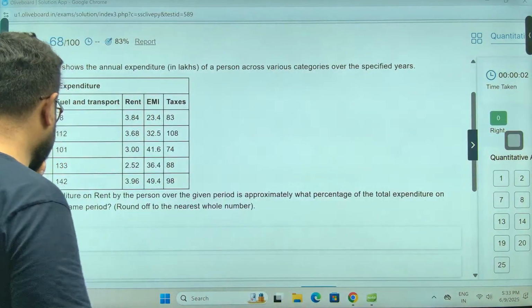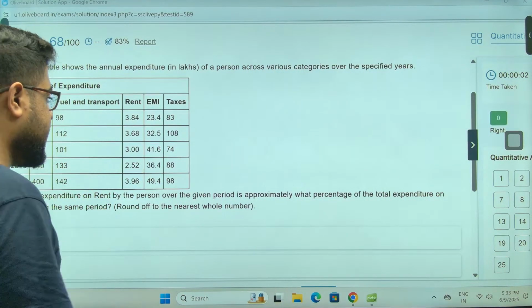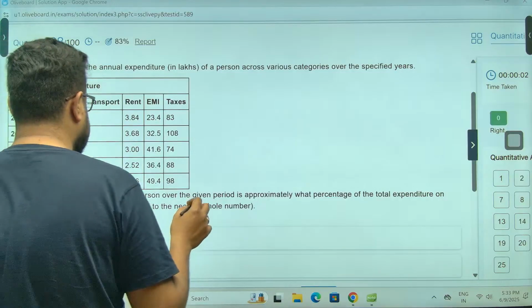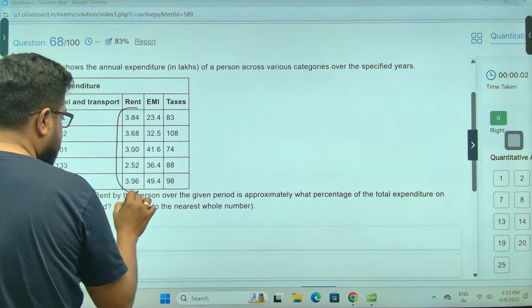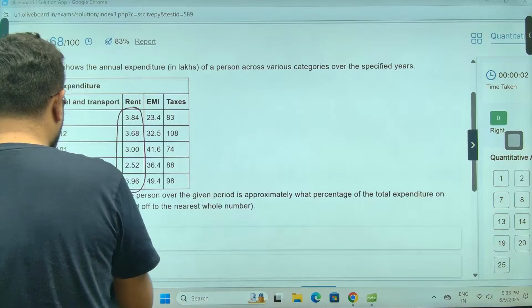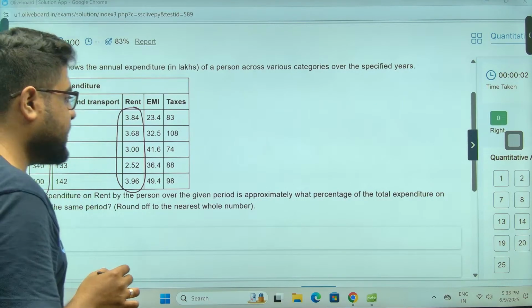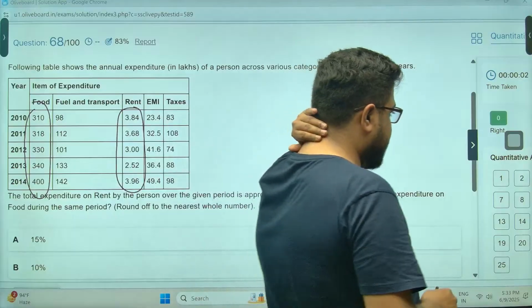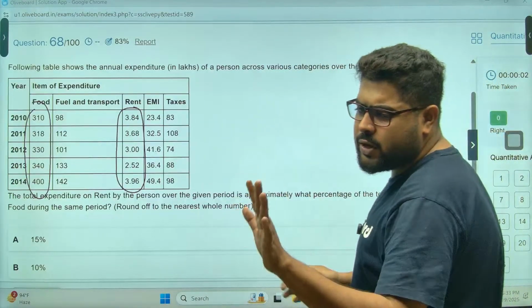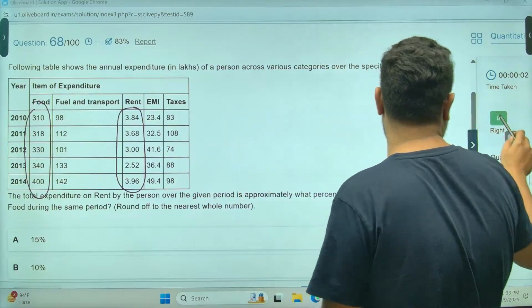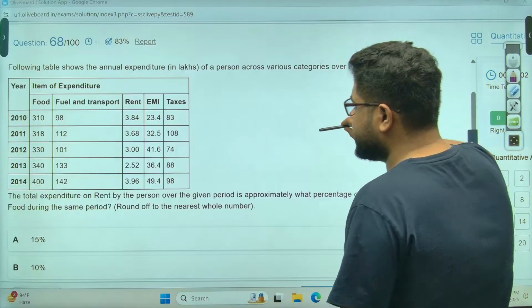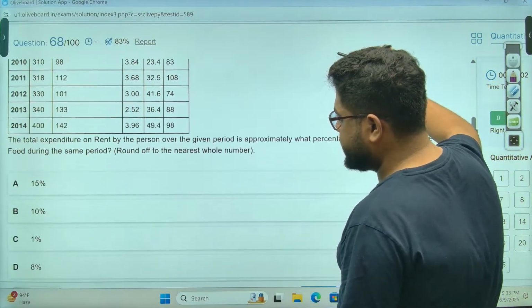Total expenditure given on rent. What percentage is it? Total rent is this, of total food. Use a little bit of your mind. Not every question needs to be fully solved every time. So let's just look at the options.